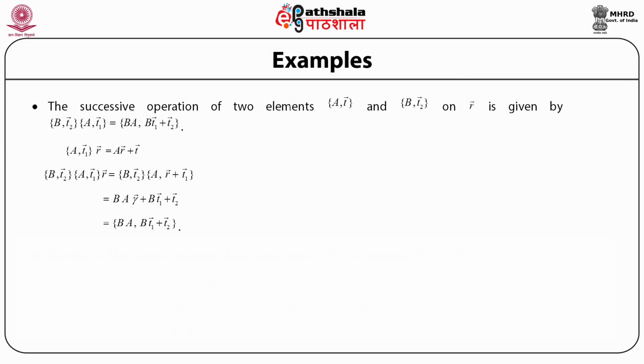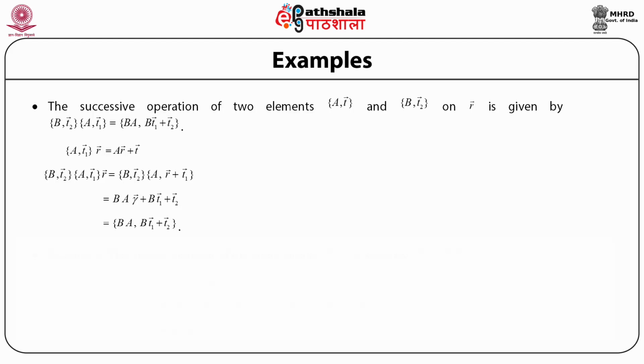The successive operation of two elements of the space symmetry, {A|T1} and {B|T2} on R, is given by {B|T2}{A|T1}, which is equivalent to an operation BA and a translation BT1 plus T2. This can be seen as follows. The symmetry operation {A|T1} acting on R takes it to AR plus T1.